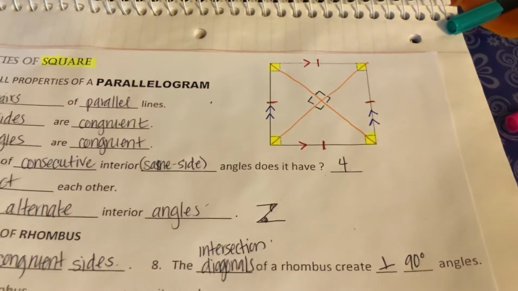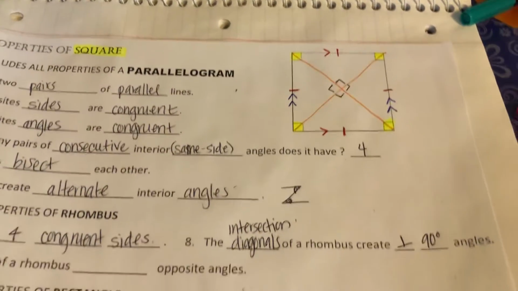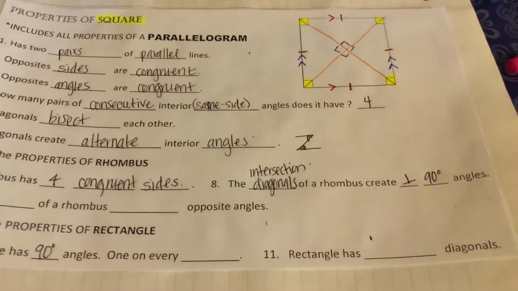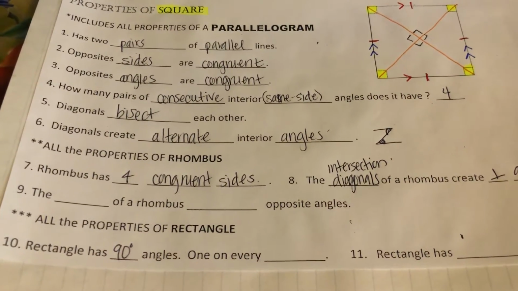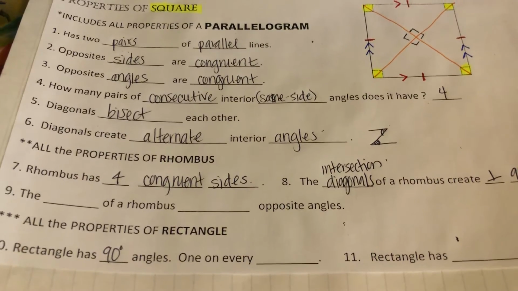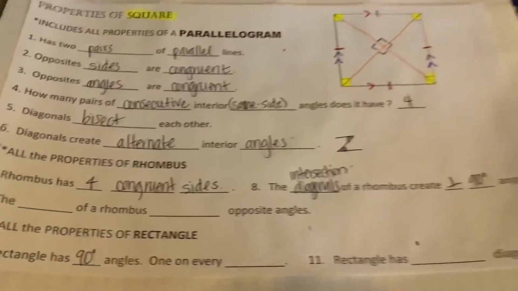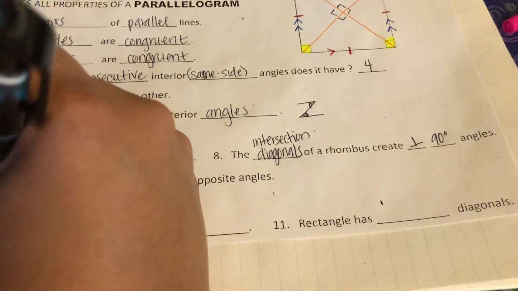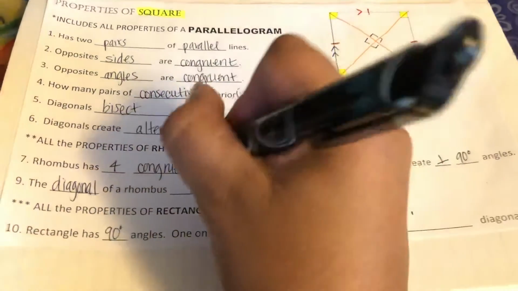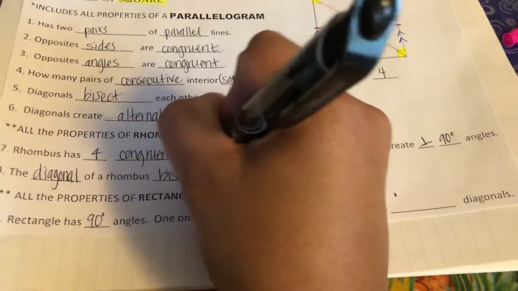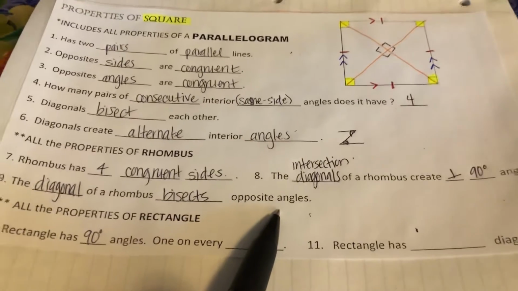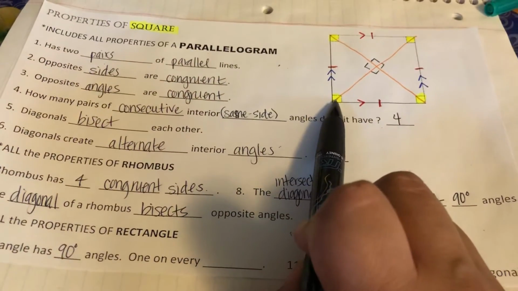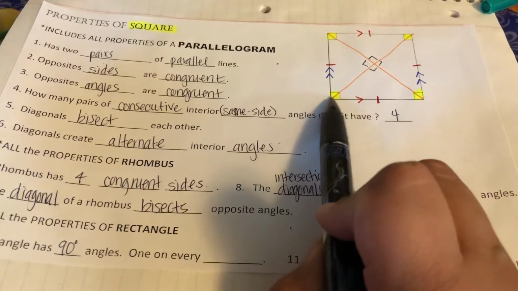Okay, that's specifically to this and the rhombus. And the blank of a rhombus, blank opposite angles. So the diagonal of a rhombus bisects opposite angles. Okay, so this rule still applies. That means that this 90-degree angle is bisected by this diagonal.